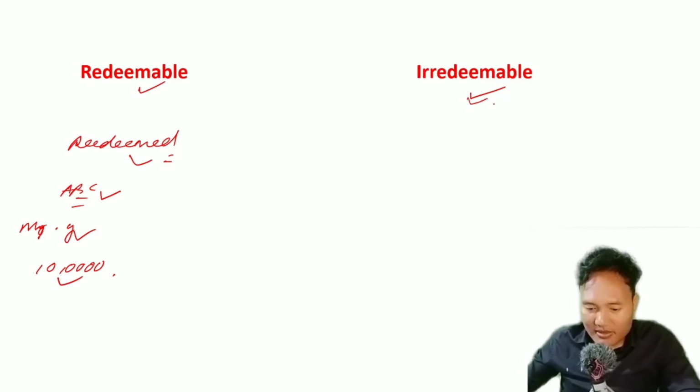Whereas in the case of irredeemable, the preference shares cannot be redeemed throughout the life of the company. They will remain till the continuation of the company. So these are some types of preference shares, and this type of question is asked in various exams, even for higher secondary students, for graduation, masters, and MBAs. The notes for these explanations are given at the end of the video, so you can write them down and copy them into your notebook.